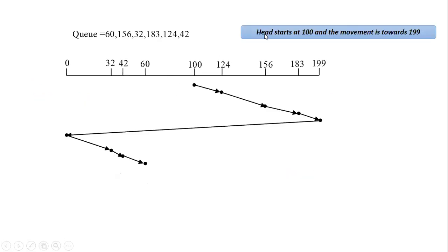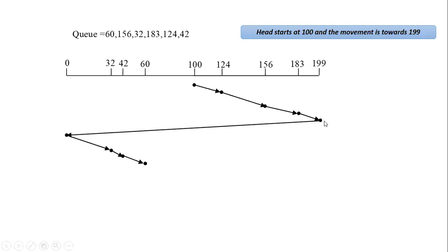So here, our head is at position 100 and it is on its way towards 199. So from 100, when it reaches 124, there is a request. So it services the request 124. Then it moves towards this direction. When it reaches 156, there is a request. Then after servicing 156, again when it reaches 183, there is a request. So now it goes to the end of the cylinder. So 199 is the last cylinder.